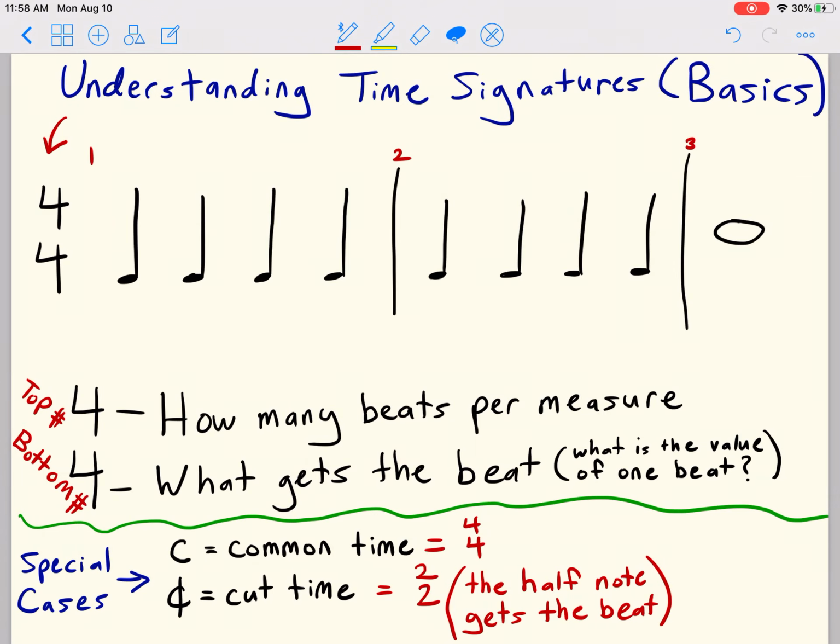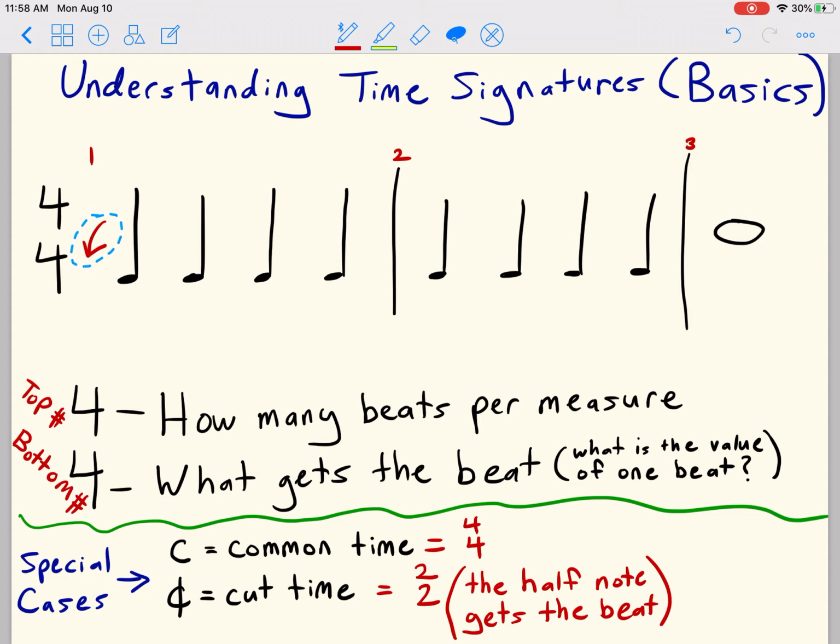In this video, we're going to be talking about understanding the basics of time signatures. Time signatures basically tell us how a measure is going to be divided up so that we know how each rhythm relates to the beat, which was discussed in the last video. So looking here, we have an example of a time signature.